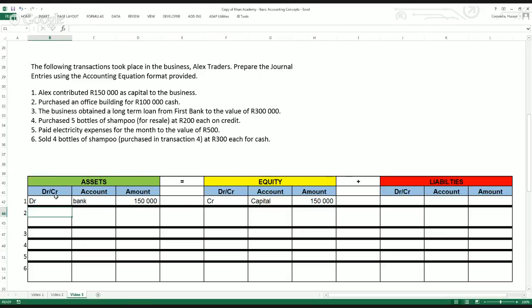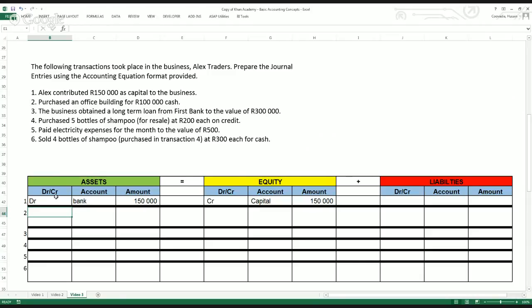Okay, so moving on to transaction number 2, Alex purchased an office building for 100,000 Rand in cash. If we look at the accounts that are being affected by this transaction, the first account would be cash, as we are spending money. Money is leaving our bank account to the value of 100,000 Rand. In return for that cash, we are obtaining an office building. And from our lecture 1, we know that the office building is classified as an asset because there will be future economic benefits in the form of perhaps staff sitting in the building, running their operations and various office-related activities from there.